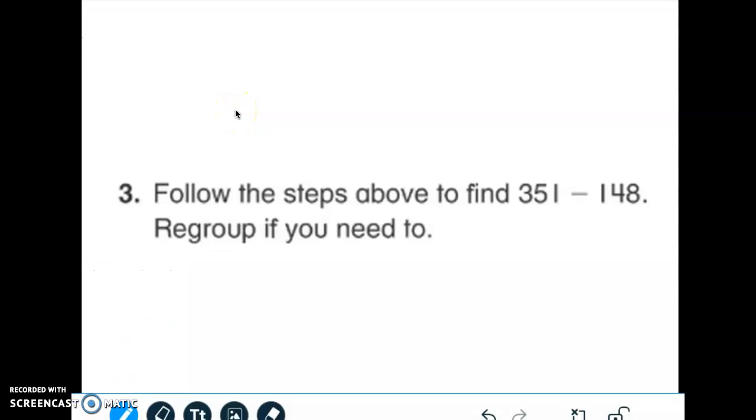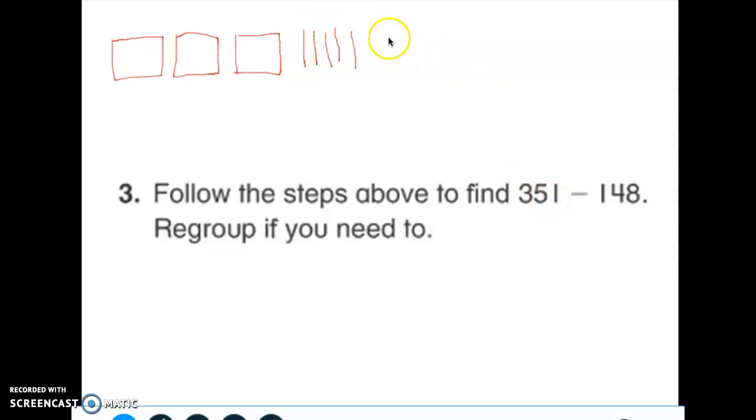So the question says, follow the steps above to find 351 minus 148 and regroup if you need to. So first, to do that, we need to draw our place value blocks. So I drew 3 hundreds because we have 3 hundreds here. Now I need to do 5 tens. So now we have our 5 tens, and now I just need to do 1 one. So we have that right there.